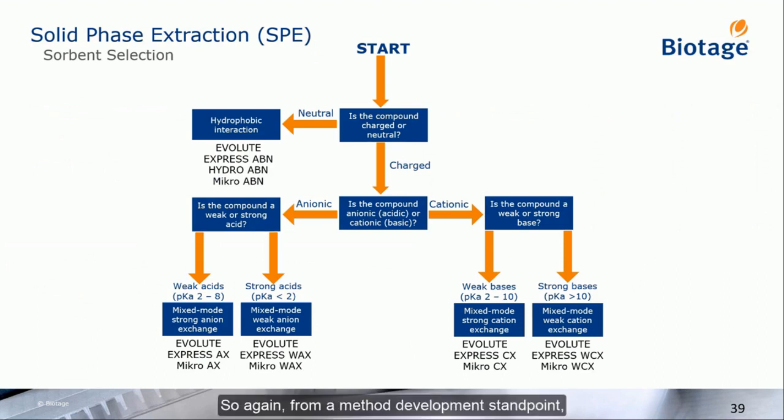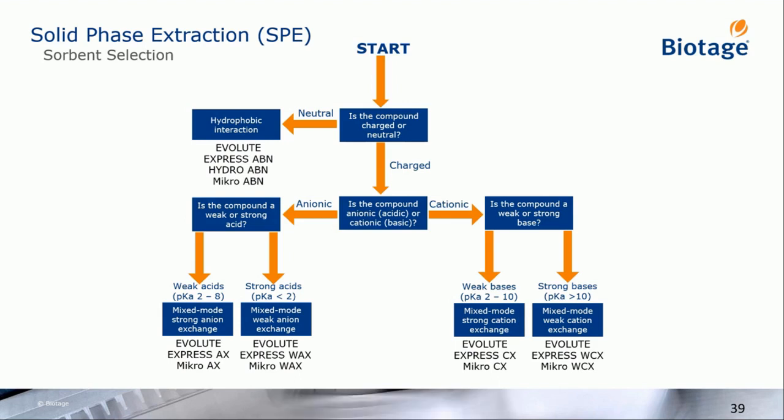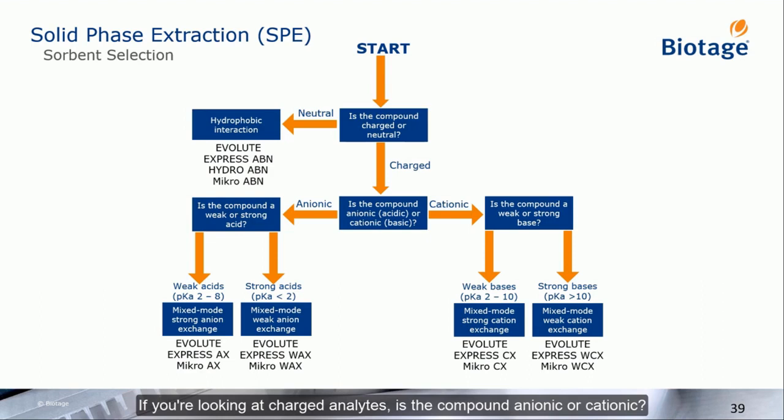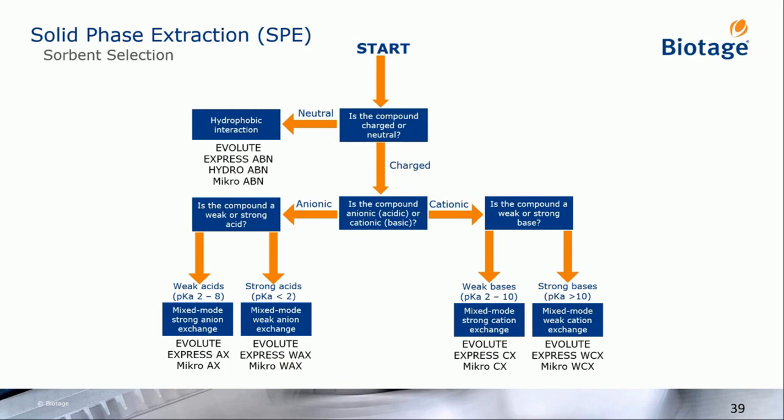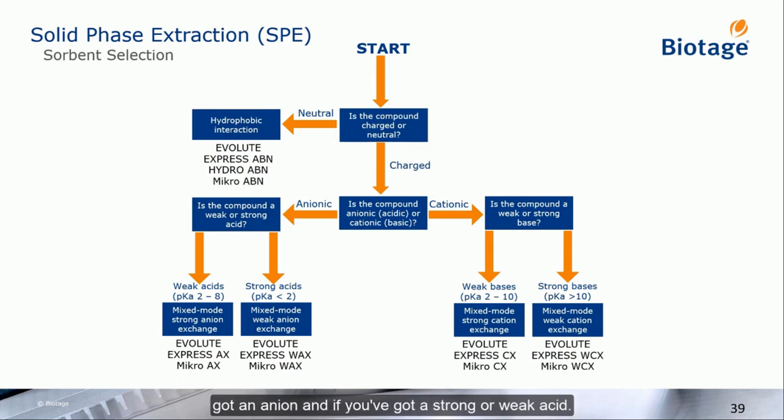So again, from a method development standpoint, just a quick flow chart. To start off, is your compound charged or neutral? If it's neutral, then you have the potential of using a reverse phase or hydrophobic interaction. Things like a C18 or an EVOLUTE EXPRESS, HYDRO or micro ABN could be used. If you're looking at charged analytes, is the compound anionic or cationic? Is the compound strong or weak? If you've got an anion, do you have a strong or weak acid?